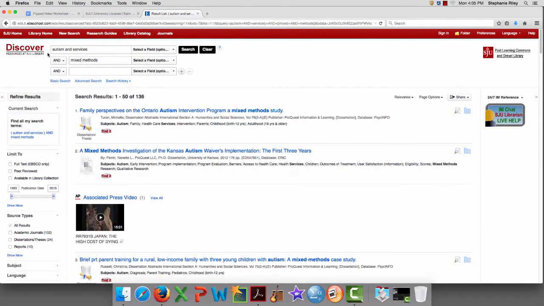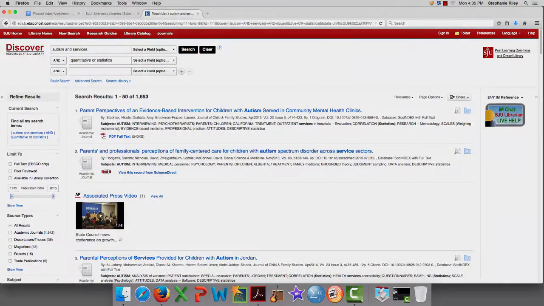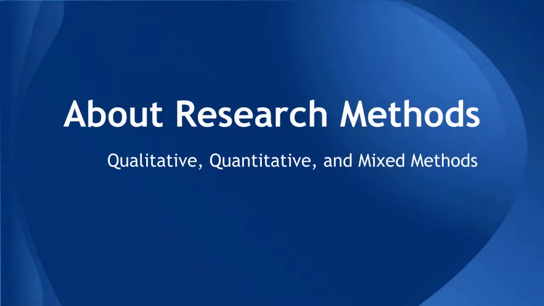If I was looking for a different kind of research method, such as focus groups, which is qualitative, I could look for articles that use focus groups with the same kind of keyword configuration. Similarly, if I'm looking for quantitative or statistical analysis, I could do quantitative or statistics, and I get different results. Keep in mind this is not foolproof. Always read through the abstract and the methodology to see what methods are used.